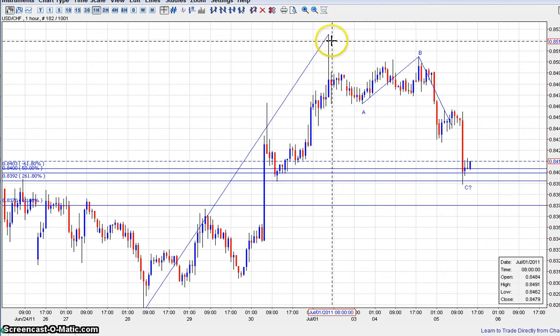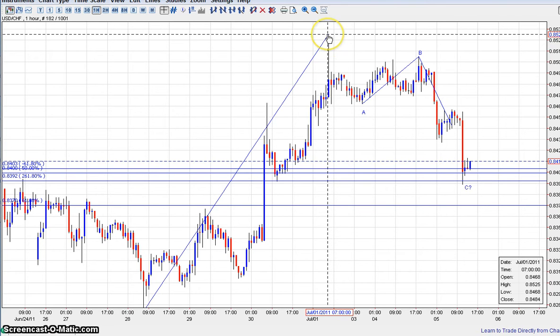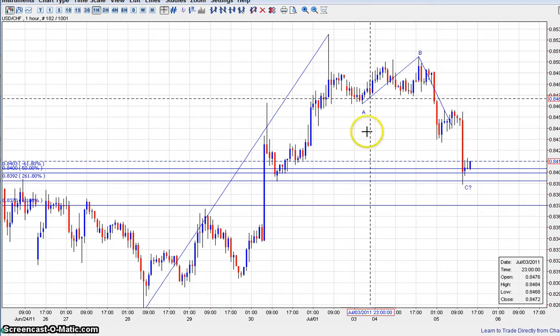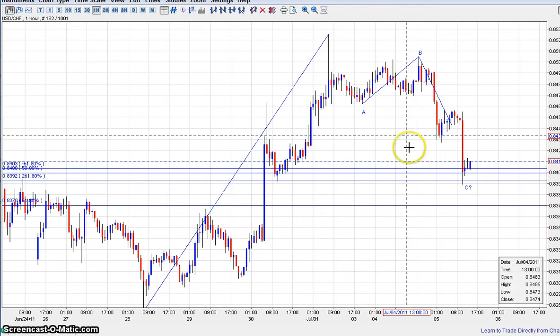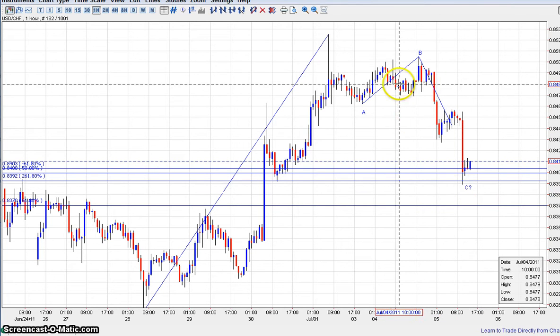If you look at the price structure of the decline from this point, you can easily see an A, B, C, which is typical structure for a correction. Now, based on my Fibonacci analysis, which I'll show you in a minute, I feel this candle here, which has a low of 8389, ends that correction.